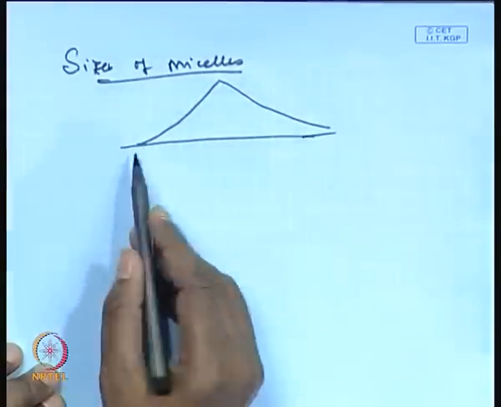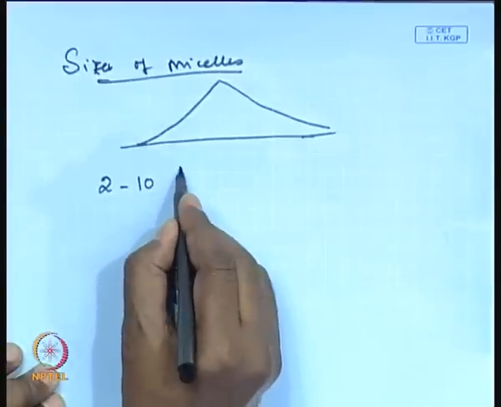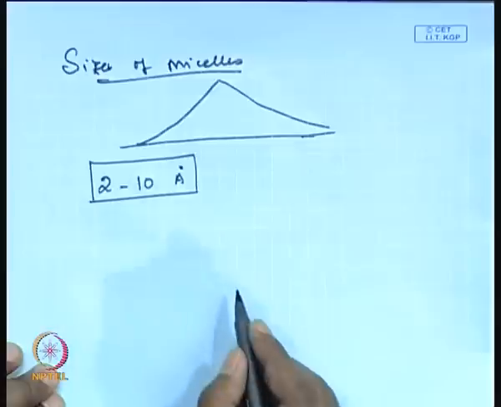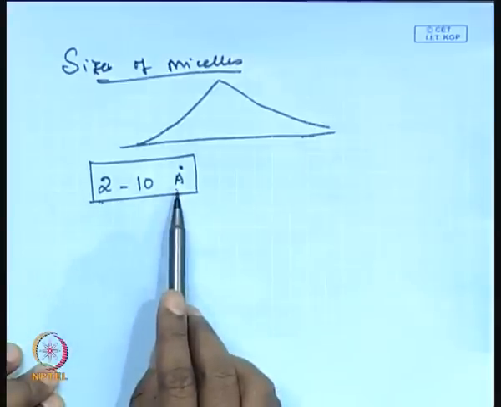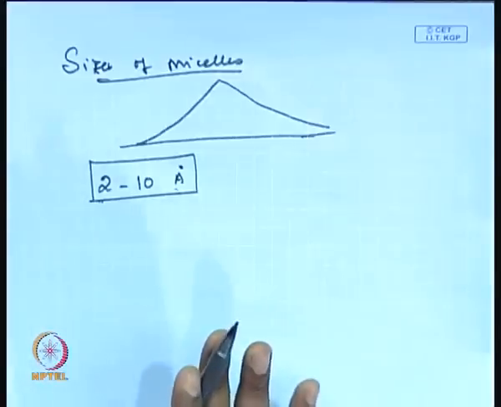Basically, you will get a distribution between, let us say, 2 to 10 angstrom. That will be the range, and I am talking about the average size of the micelles. So, in a solution, depending upon the concentration, you can have a micelle of lower molecular weight as well as a micelle of higher molecular weight. So, it will be a polydispersed solution. You can average out the size, and the average size will vary from 2 to 10 angstrom, depending on the nature and the concentration of the surfactant we are talking about.